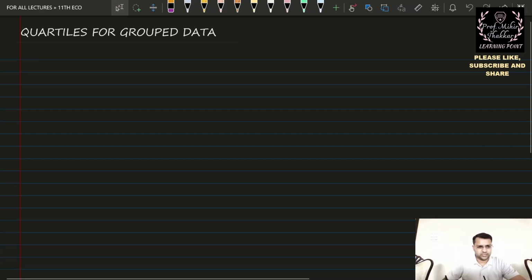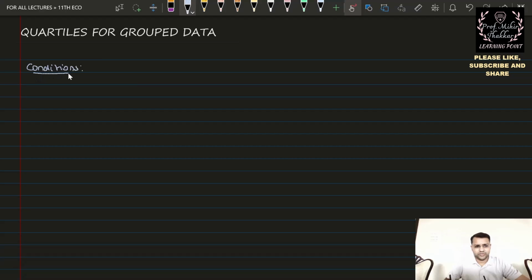So guys, now let us see how to find the quartiles for the group data. Like we wrote the condition for calculation of the median, let us also write the similar conditions for the quartiles, and then we can see the formula, and then we will go for the examples. So you can write the conditions along with me.